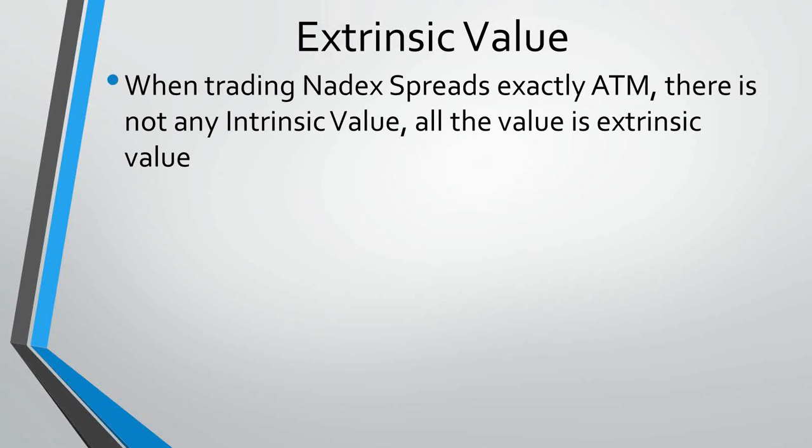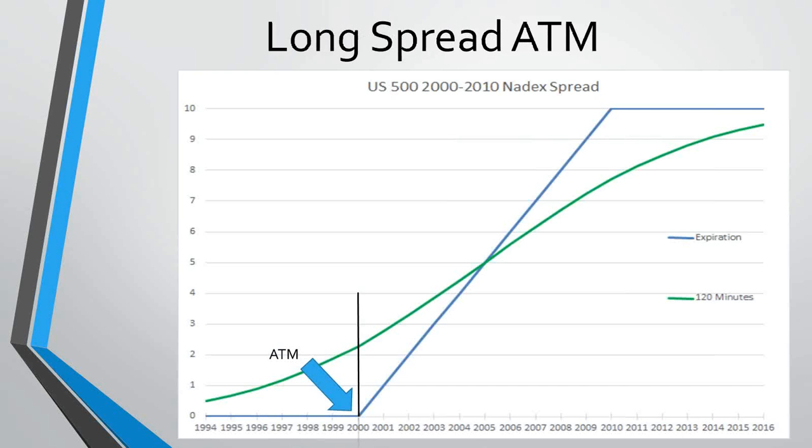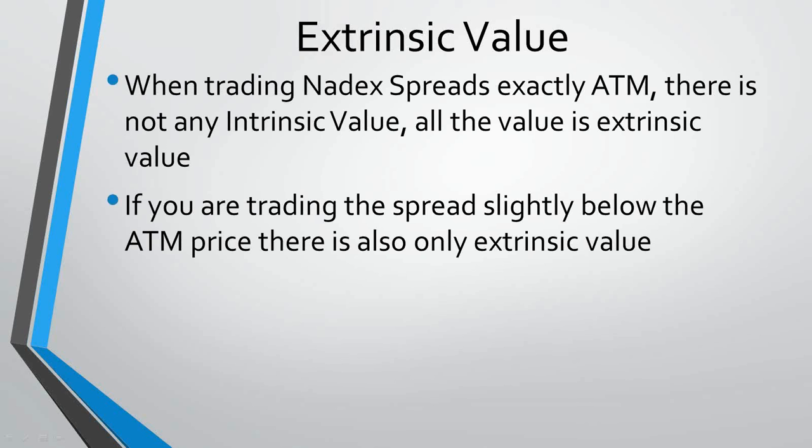So, when trading the Nadex Spreads exactly at the money or anywhere below at the money for a long, there is not any intrinsic value. It's all extrinsic value. Let me jump back to the slide. So if we're right here, this is a very important concept to understand. If we're right here or anywhere in this area, all this value with 120 minutes to go or whatever time to expiration is extrinsic value, because the spread anywhere at or below 2,000 in this example, if it expires at or below, it will expire worthless. So therefore, it is all an extrinsic value. It's worth nothing intrinsically. If you are trading a spread slightly below the at-the-money price, there's also only extrinsic value.